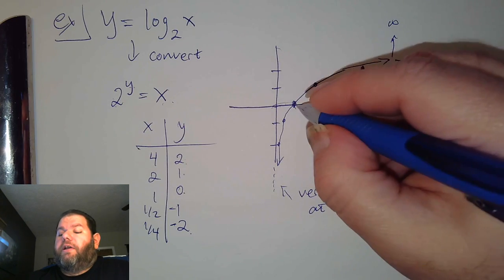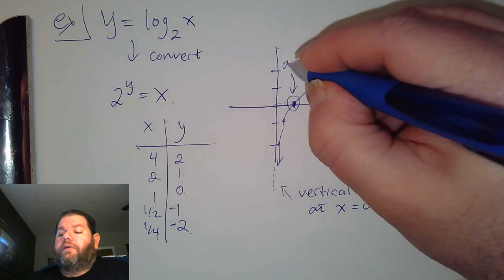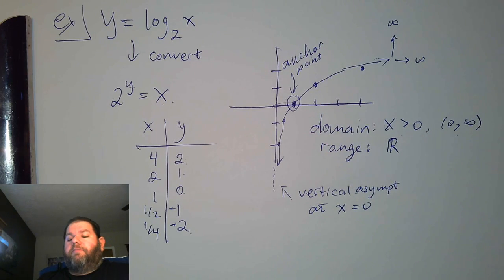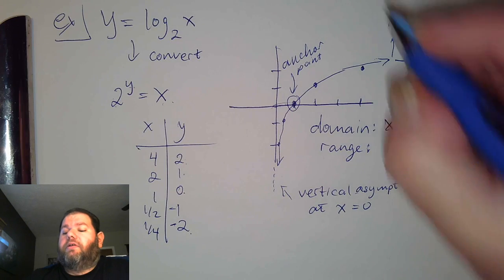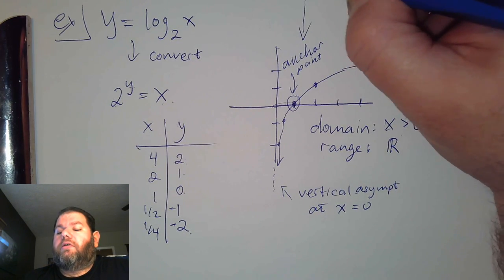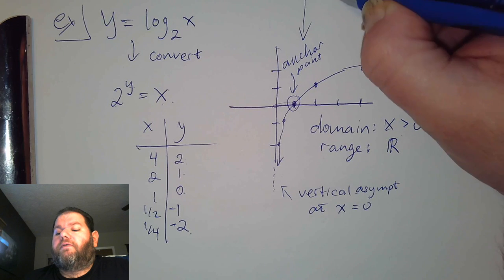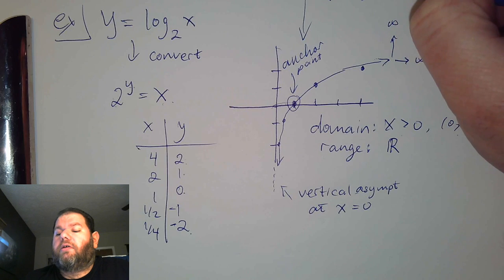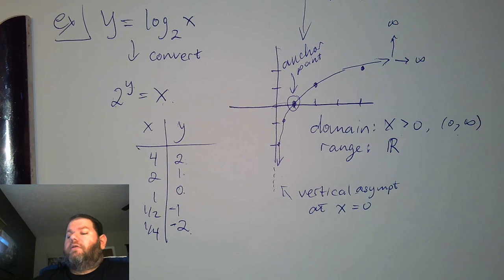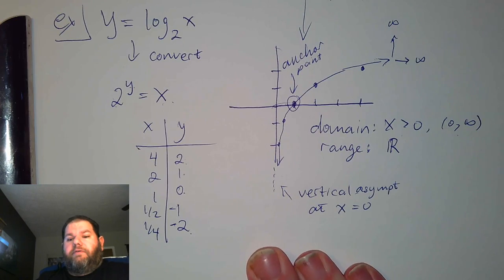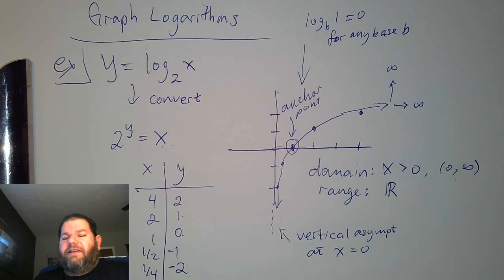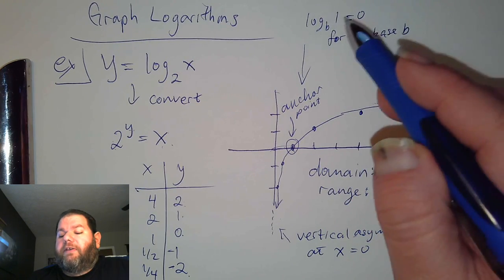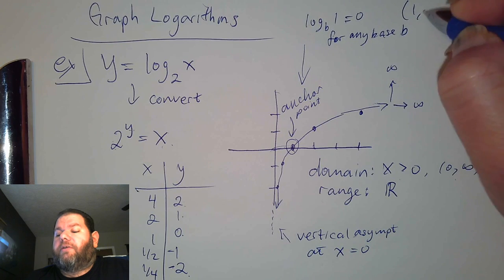Okay. Right here, though, here's our anchor point. That's where it begins, because log base b of 1 is equal to 0 for any base b. Which, I just wrote that off screen. Sorry about that. So log base b of 1 is equal to 0 for any base b. That's why we always have the coordinate 1, 0.